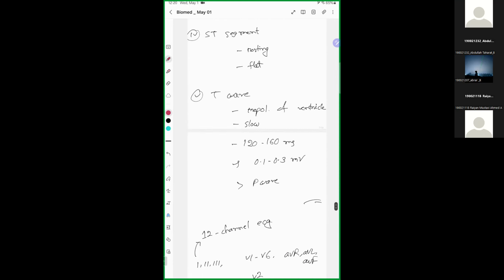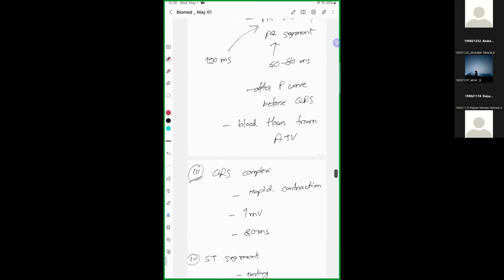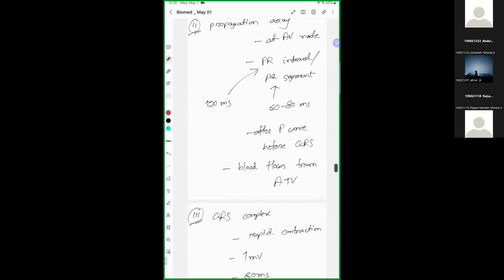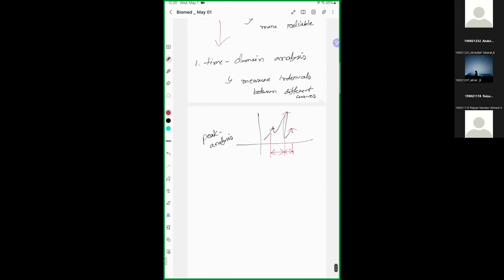For instance, when you have the ST segment, the PR segment, that should last for 120 millisecond or 60 to 80 millisecond. Based on that, if something is higher than that or lower than that, then you can say there is something wrong with the person's ECG. This is how you compare. So this is time domain analysis for your ECG signal.